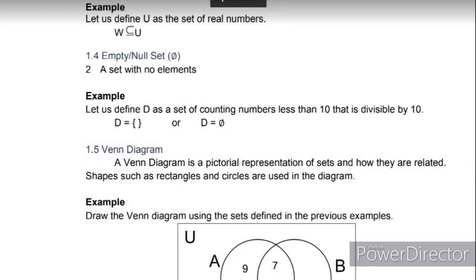Next is 1.4, empty or null set, that is symbolized by a circle and a slash. An empty or null set is a set with no elements. For example, let us define D as a set of counting numbers less than 10 that is divisible by 10. Since there are no counting numbers less than 10 that are divisible by 10, we can now write that set D is equal to {}, meaning it is an empty set because there is no element inside it. Or we can simply write capital letter D is equal to the symbol of the null set or the empty set.